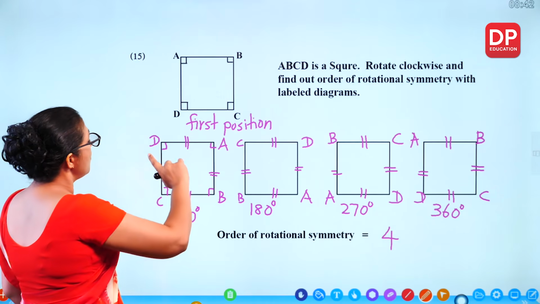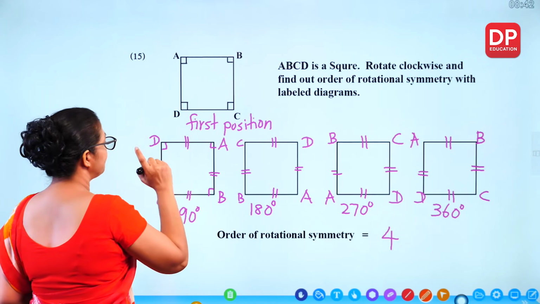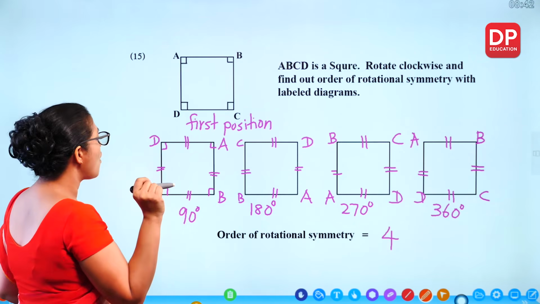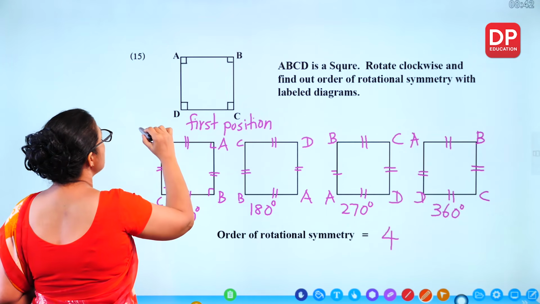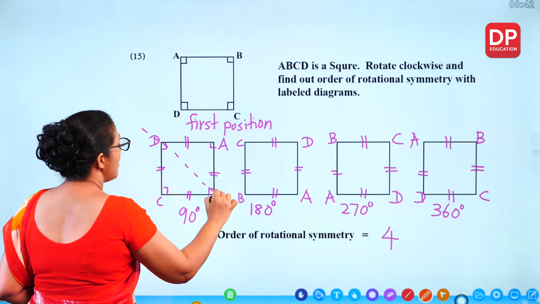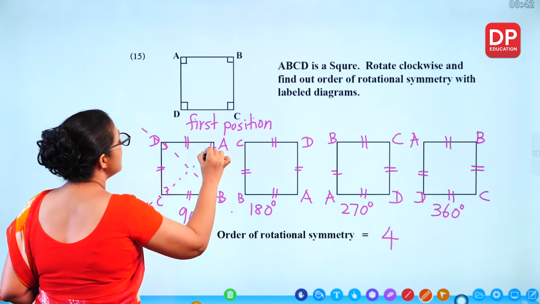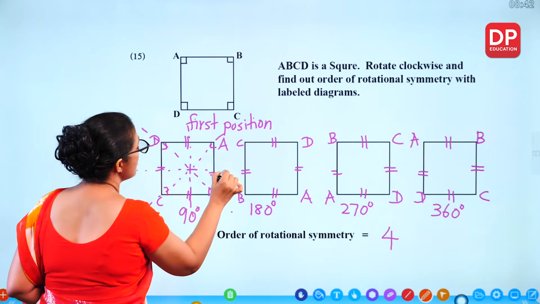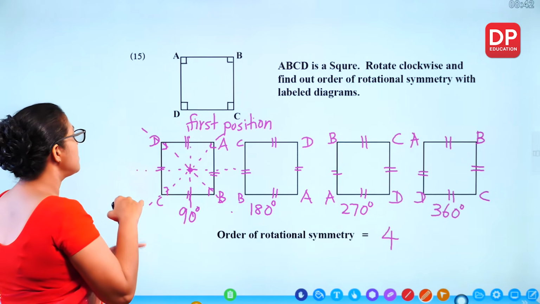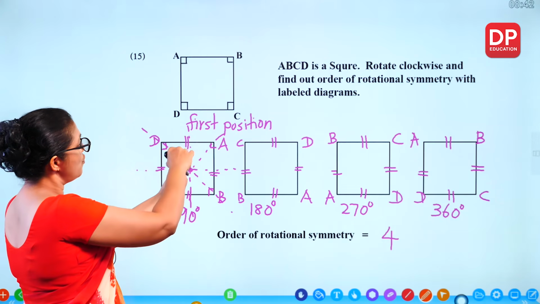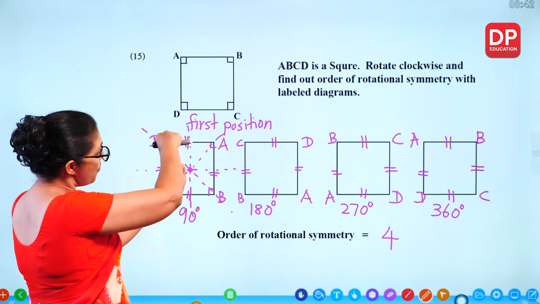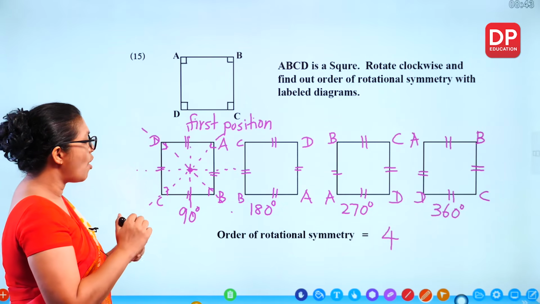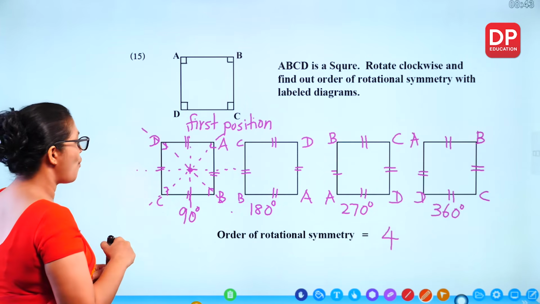And when you are rotating, what is the center of rotation? The center of rotation is the point where all the axes of symmetry intersect. So this is called the center of rotation. When you rotate the figure about that point, you get all these 4 figures. So the order of rotational symmetry is 4.